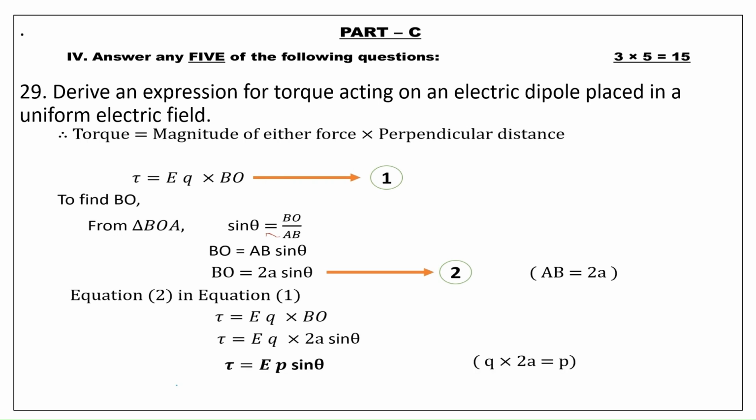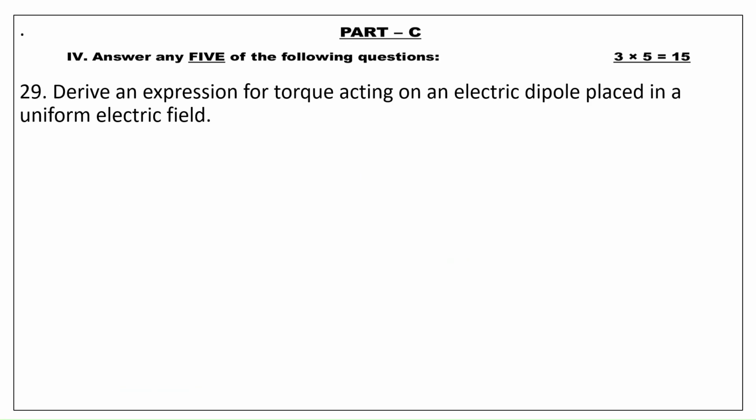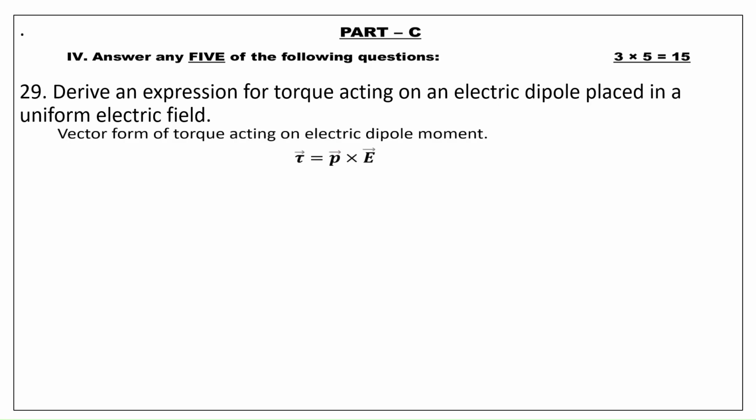But Q × 2A is equal to P. Therefore, τ = EP sin theta. This is the expression for the torque acting on the dipole. The vector form of torque acting on an electric dipole: vector τ = vector P × vector E.